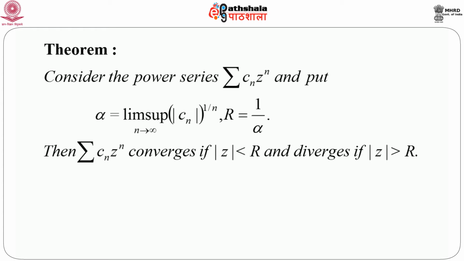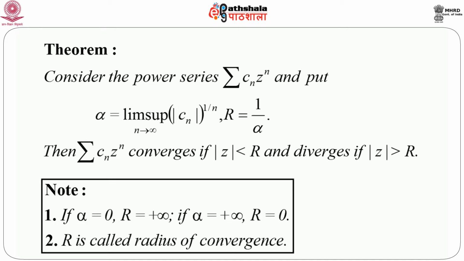Then summation Cn z to the power n converges if modulus of z is less than R and diverges if modulus of z is greater than R. So the comparison of modulus of z in comparison to R determines the convergence or divergence of the power series. Now remember, R is defined in terms of the coefficients of the power series, that is Cn.